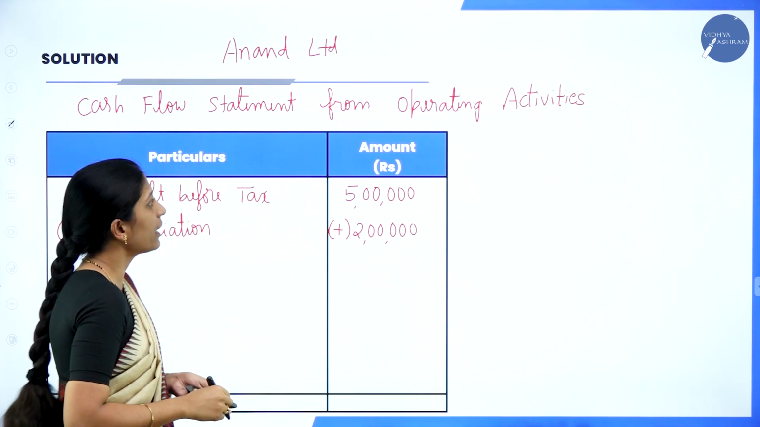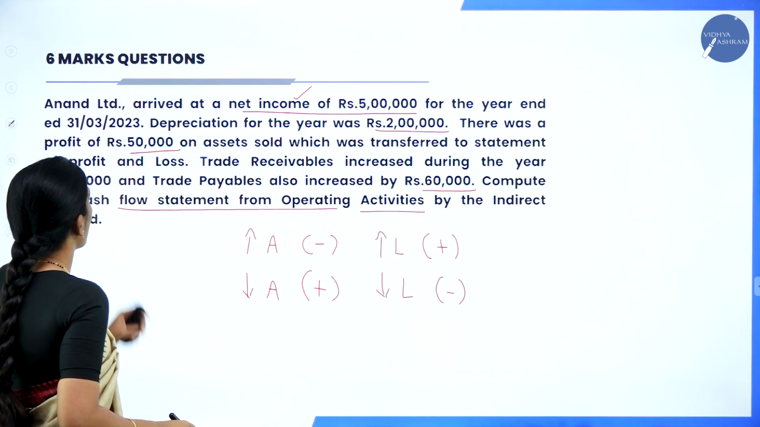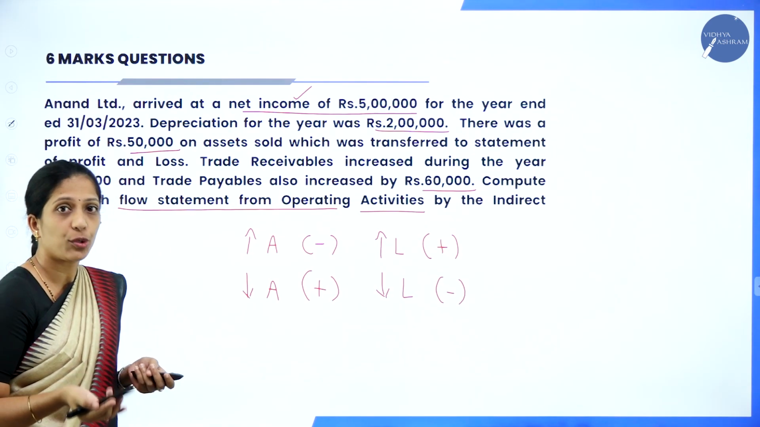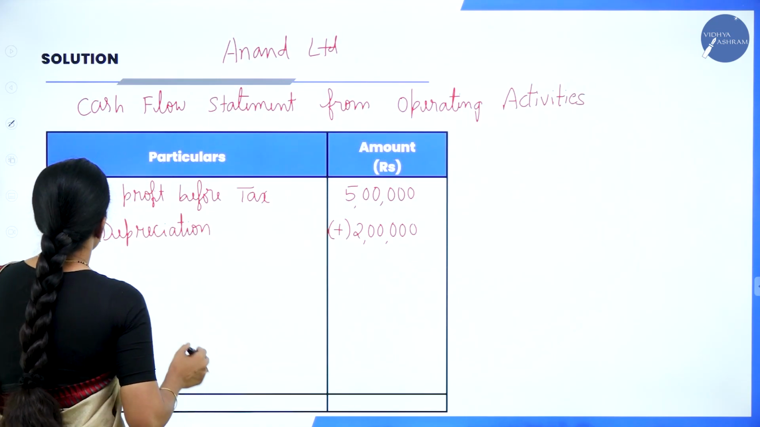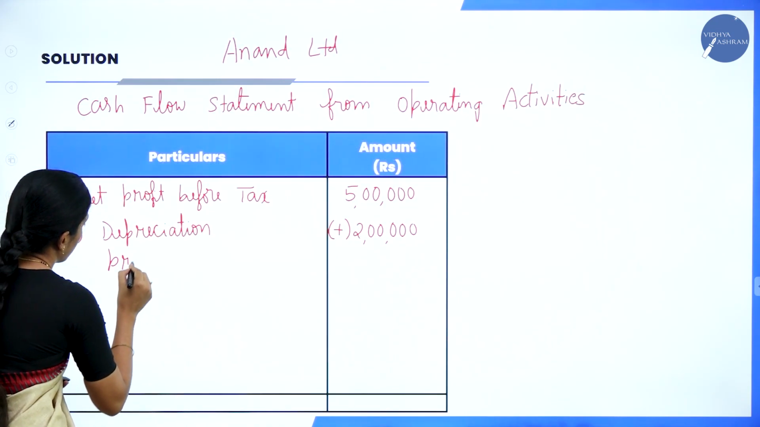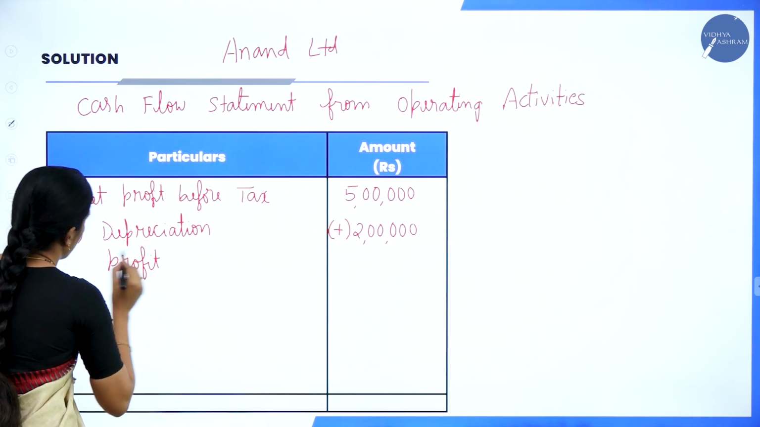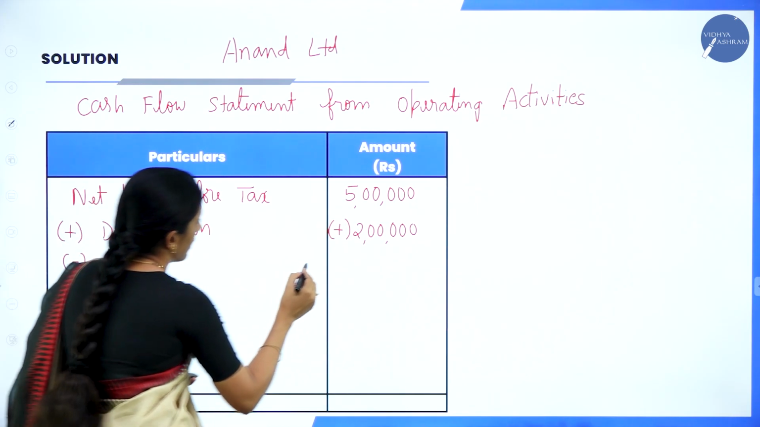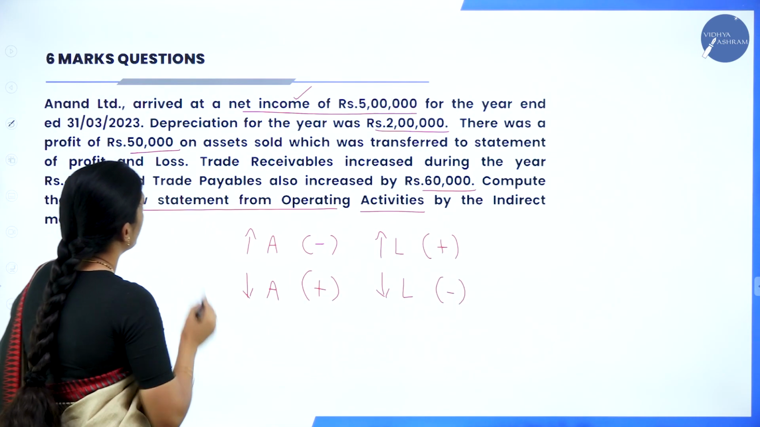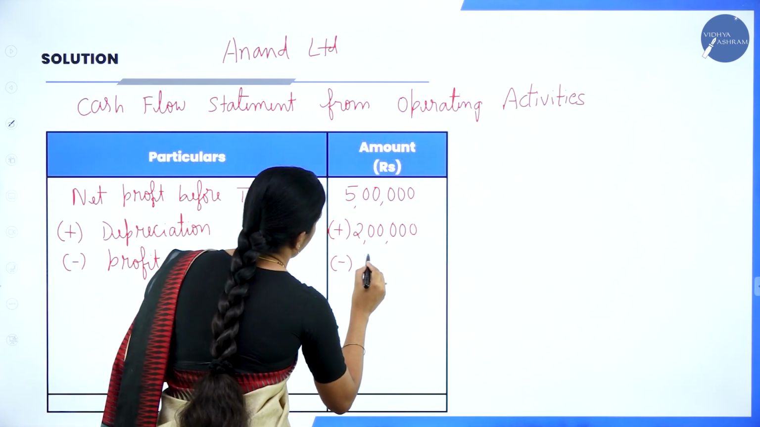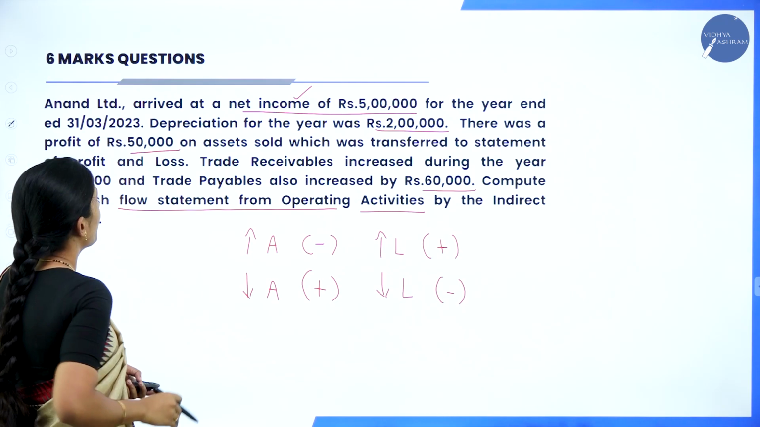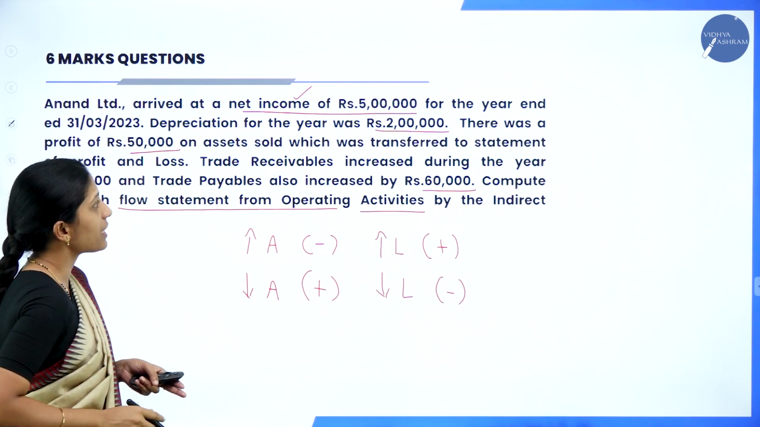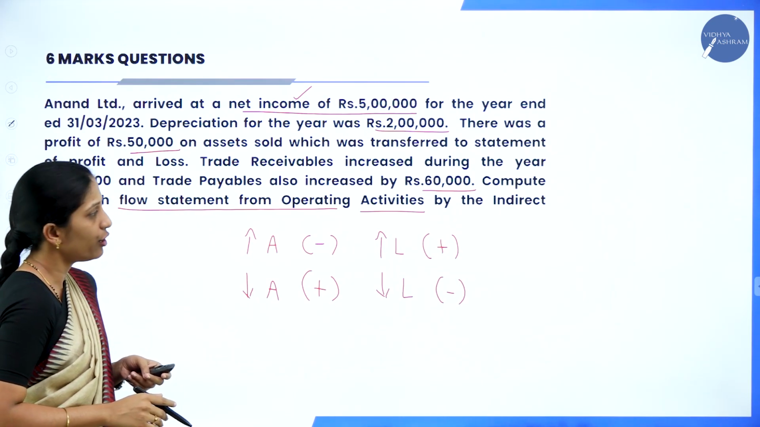Depreciation 2 lakh. Next, there was a profit of 50,000. So normally what do we do with profit? Add. But here you have to minus. So next is profit, so this is minus. So minus profit, how much? 50,000. Next, we have on asset sold, which was transferred to the statement of profit and loss.